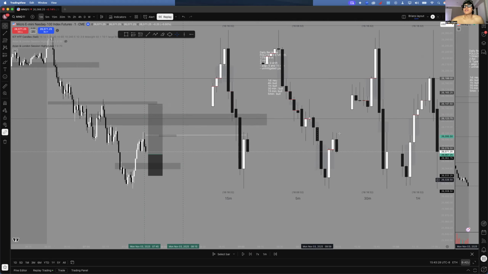Anyways, price pulls back on this new 5 minute candle. We are now trading into this bullish gap. I also see price aligned with the 1 minute bullish gap as well.